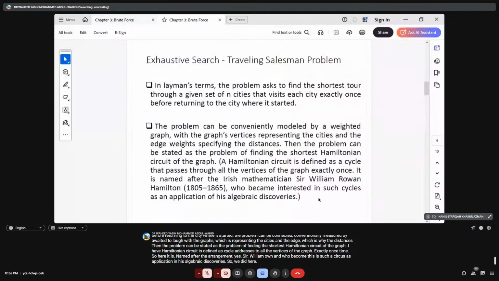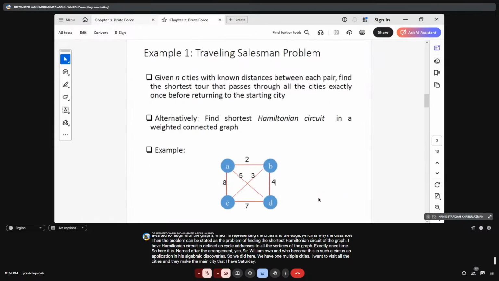So here we have multiple cities. I want to visit all the cities and return back to the main city that I started with. Given n cities with known distances between each pair, find the shortest tour that passes through all cities exactly once before returning to the starting city. Alternatively, find the shortest Hamiltonian circuit in a weighted connected graph.